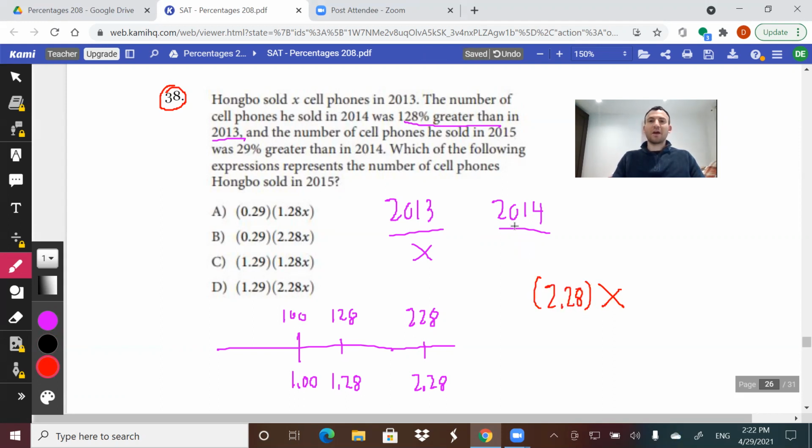and then it says, and the number of cell phones sold in 2015 was 29% greater than in 2014. So then we multiply that by 1.29. That second bit almost gives you a chance to catch yourself, because if 29% greater is 1.29, then 128% greater can't be 1.28. It's got to be much higher, 2.28. Anyway, so your answer to this one is D.